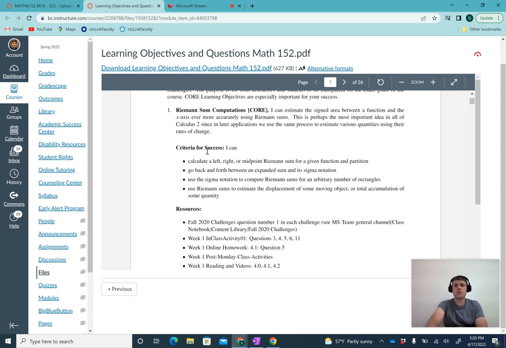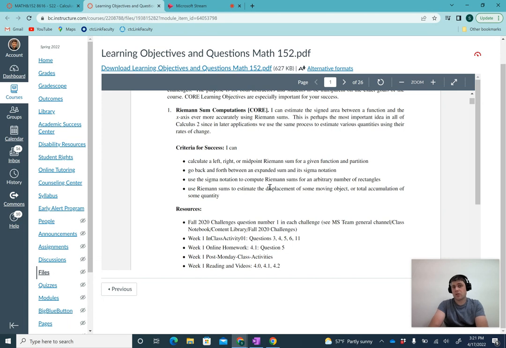What Riemann sums are about is estimating the signed area between a function and the x-axis. When the function is above, it's positive, below it's negative. We want to estimate that area. That is the definite integral. So Riemann sums estimate definite integrals.